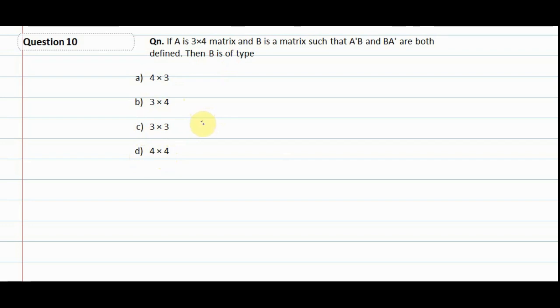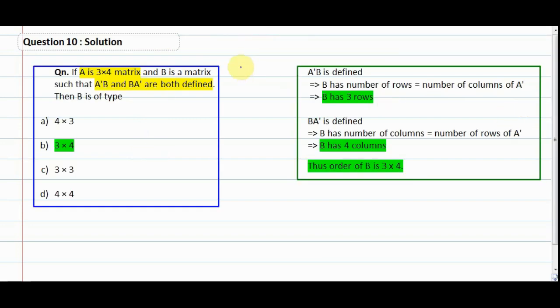Okay, now we may check the solution. Here it is given that A is a 3 by 4 matrix, and also it is given that A transpose B and B into A transpose are both defined. So A transpose into B is defined, means B has number of rows equal to number of columns of A transpose.